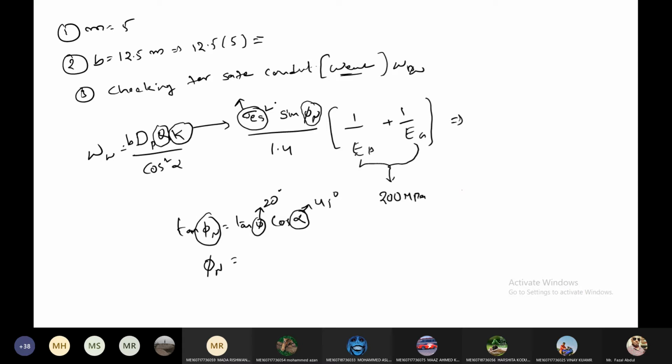So sigma ES value is given in the question, that is 618 megapascal. Now substitute all the values. Now tell me the K value. After that calculate the ratio factor.